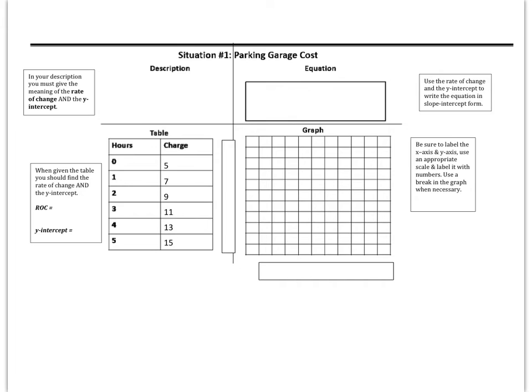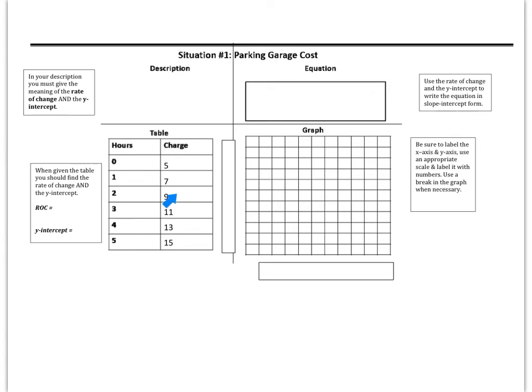I'm giving you a situation. And if you look, situation number 1 is talking about parking garage costs. I have not given you the description. This is where you would write your story, the scenario. In your description, you must give the meaning of the rate of change and the y-intercept. So remember, the rate of change is your rate, which is your slope, and the y-intercept is your starting value, right? When you write your equation, you use the rate of change and the y-intercept to write the equation in slope-intercept form.